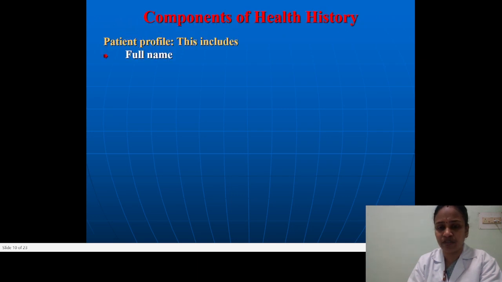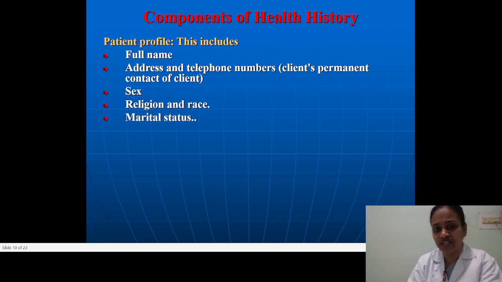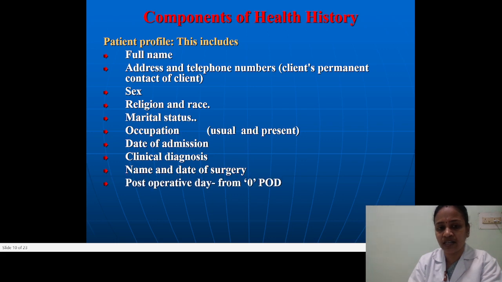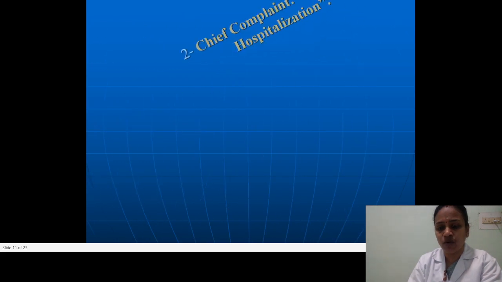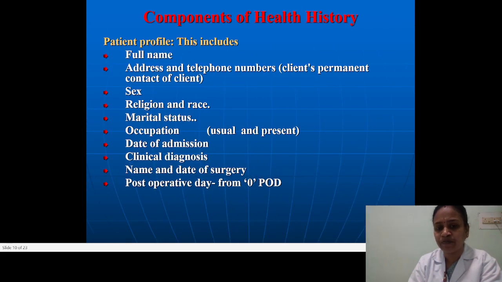There are various components of the health history. The first component is the patient profile, which includes the full name of the patient, address, gender, religion, marital status, occupation, date of admission, clinical diagnosis, and name and date of the surgery. For example, if the patient underwent surgery, we need to mention which post-operative day. The clinical diagnosis may be acute appendicitis, and the name of the surgery would be appendectomy, whether laparoscopic appendectomy or laparotomy appendectomy, with the post-operative day, which may be 0, conducted today, or POD 1 and 2. This is how we need to write the patient profile.